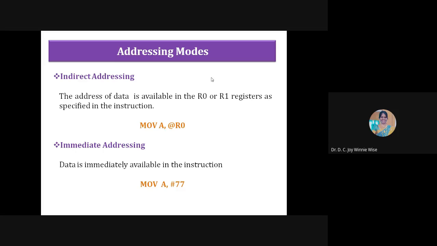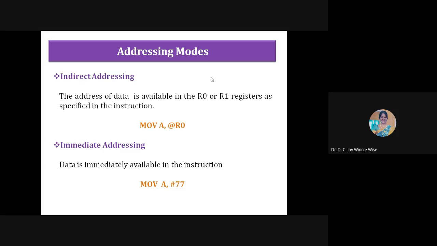Its example is MOV A, @R0. @R0 means the data in that memory location must be transferred to the accumulator. So R0 will contain a value. Suppose R0 is 88, then the data in the timer control register, that is 88, will be transferred to the accumulator. So this is indirect addressing.